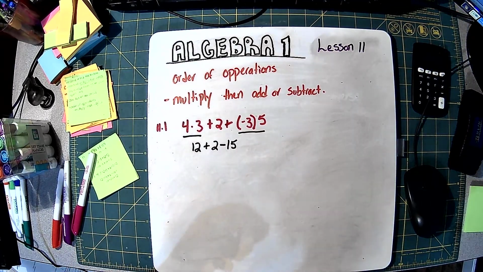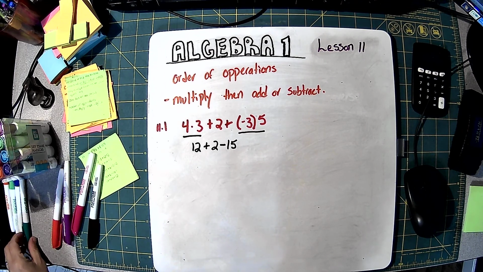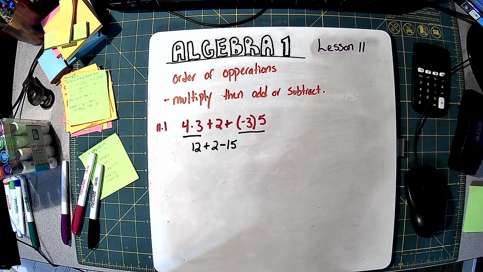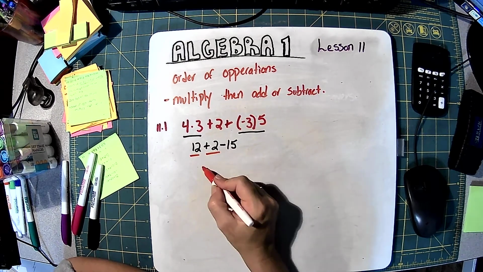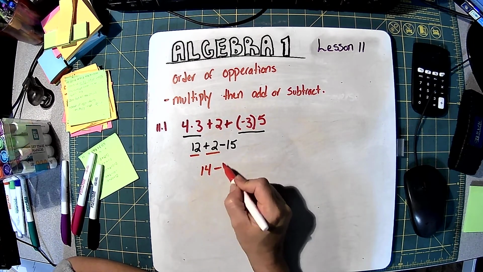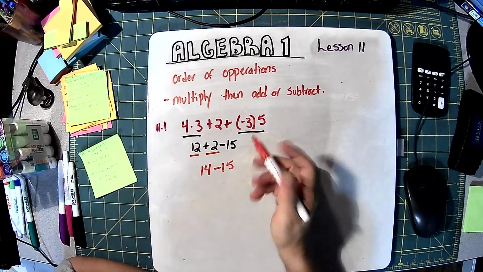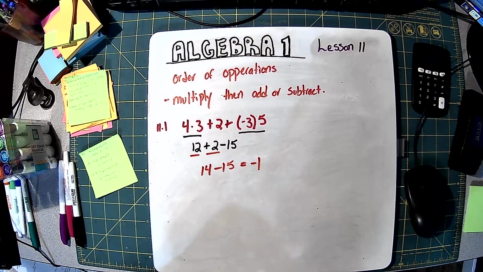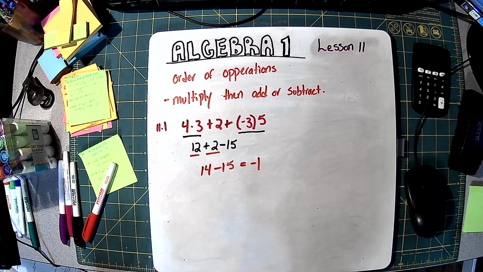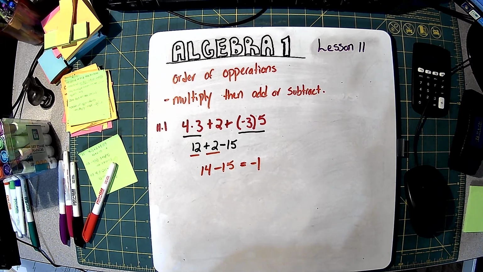All right, so now we can just add up our positives and our negatives here. So we have 2 positives. That's going to be 14 minus 15. So the answer to that one is negative 1. Right? So the key to doing these correctly is to make sure that you're doing all of your multiplication first. So find all your multiplication and do it first, then add or subtract.